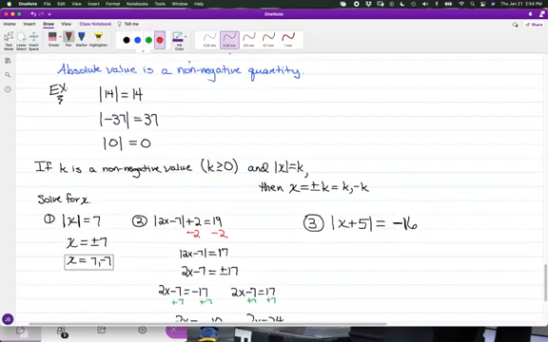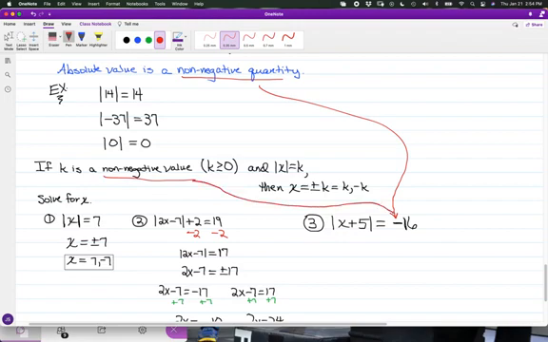But again, stressing the non-negativity part. Absolute value is a non-negative quantity, and k is supposed to be a non-negative value. So taking what we have here, whatever we have the absolute value expression set equal to, the constant cannot be negative. So in consequence, there will be no solution.